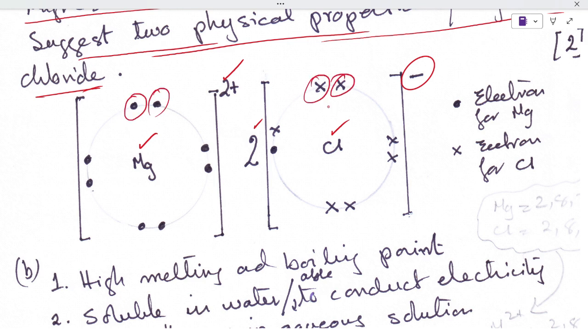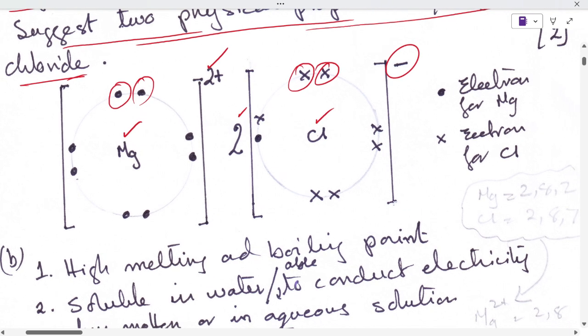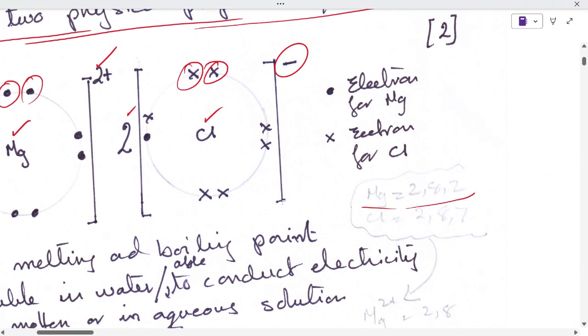You can see I have written on the right side magnesium, its electronic configuration 2, 8, 2, chlorine, its electronic configuration 2, 8 and 7.